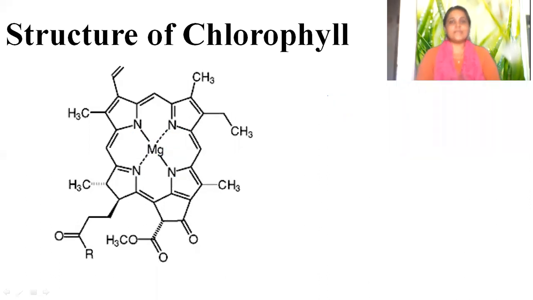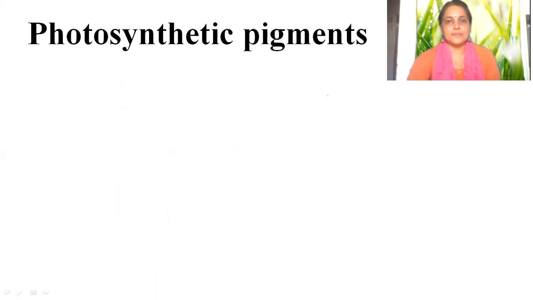So I hope you are clear with the structure of chlorophyll now. It looks like a porphyrin ring, and it is a flat, planar molecule. Around 300 molecules of chlorophyll attach like that, so it is able to absorb a maximum amount of photons during daylight. So let's move on to the absorption spectra of chlorophyll.